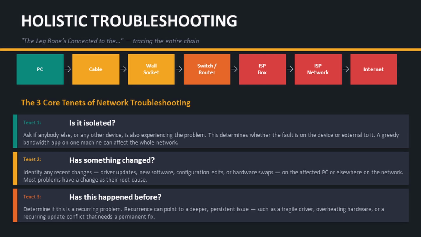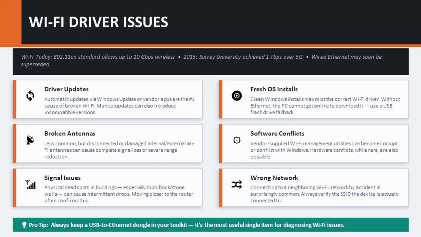If a problem is recurring, it likely has a persistent underlying cause: a fragile driver, overheating hardware, or a recurring update conflict that needs a permanent solution rather than a temporary fix. These three tenets, isolation, change, and recurrence, will narrow your diagnosis faster than any command line tool. Wi-Fi is now the dominant form of network connectivity.